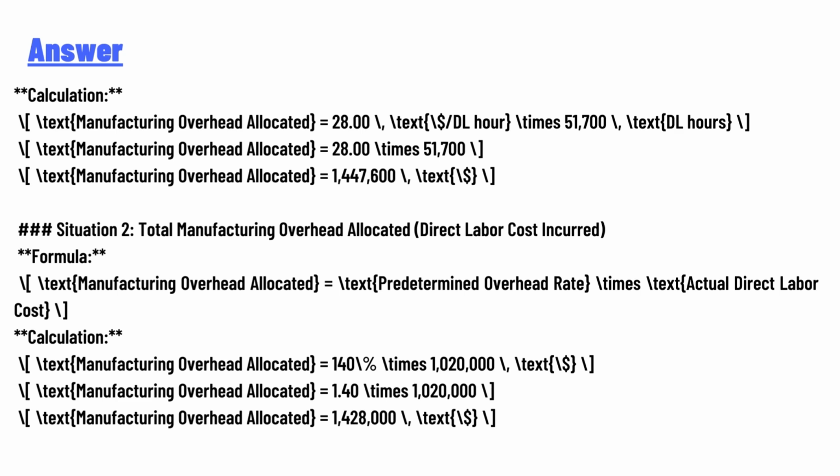Situation 2. Total manufacturing overhead allocated, direct labor cost incurred. Formula: manufacturing overhead allocated equals predetermined overhead rate times actual direct labor cost. Calculation: manufacturing overhead allocated equals 140% times 10 lakh 20,000, which equals 14 lakh 28,000 dollars.